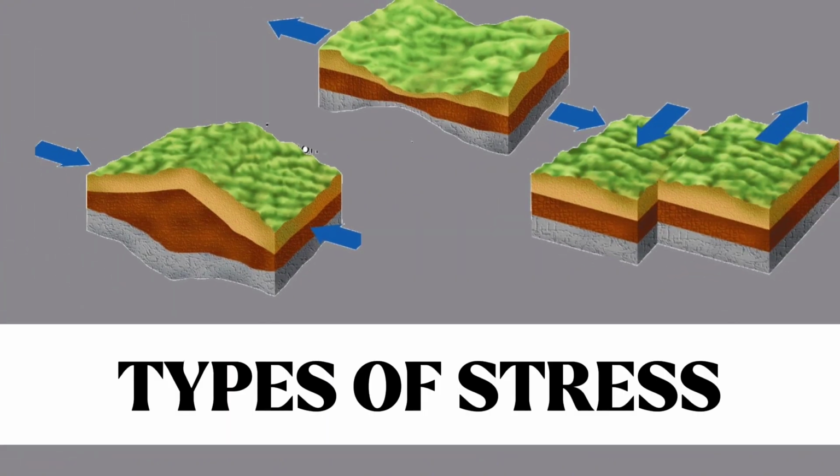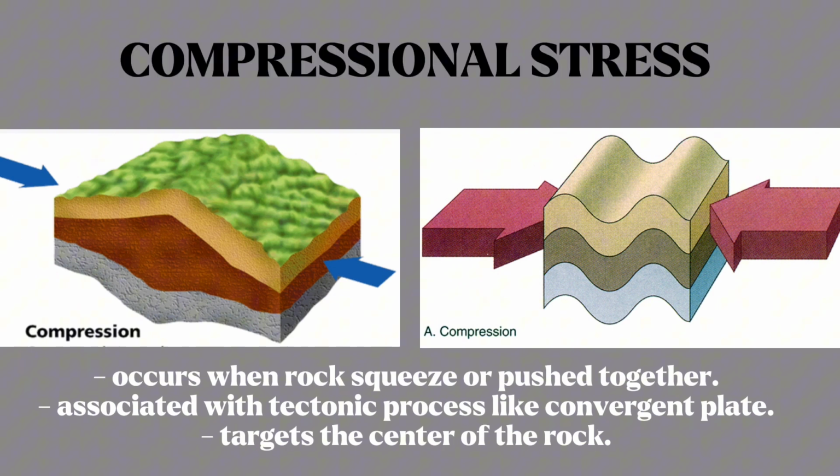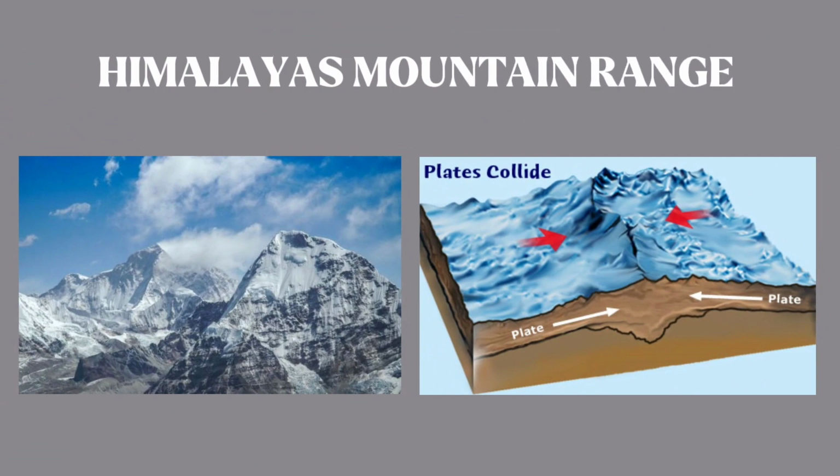There are three basic types of stress that deform rocks. First one is compressional stress. Compressional stress is a type of stress that occurs when rocks are squeezed or pushed together. This type of stress is typically associated with tectonic processes such as plate convergence, where two plates are colliding and pushing against each other. Collision of two continental plates leads to the formation of mountain ranges such as the Himalayas.